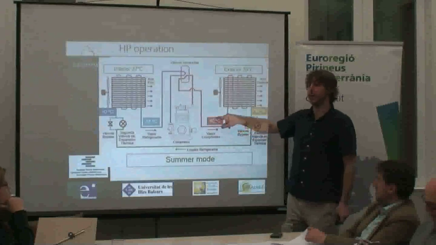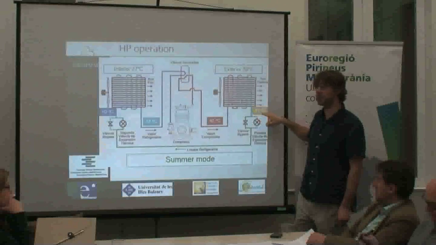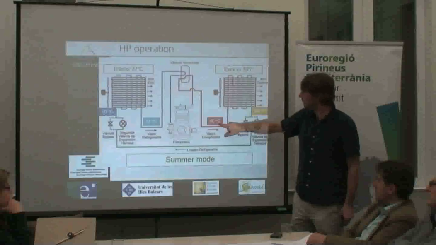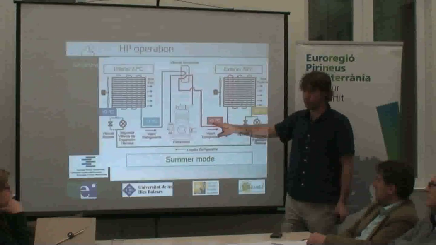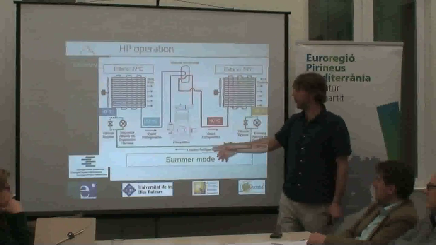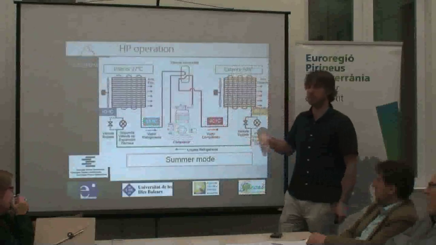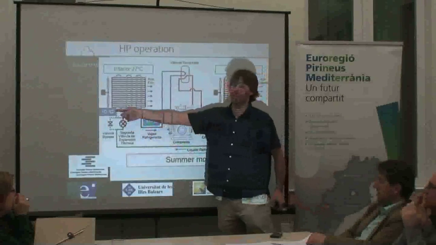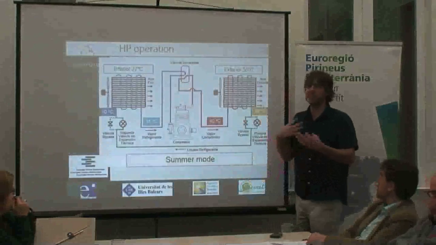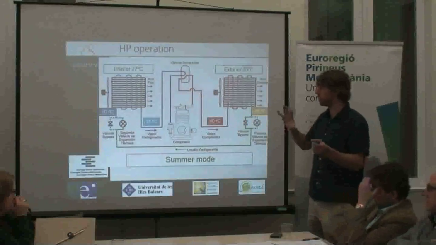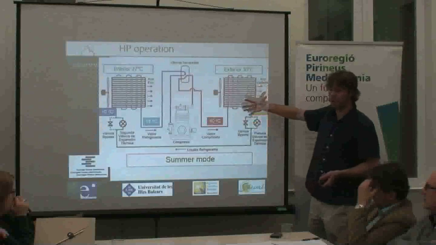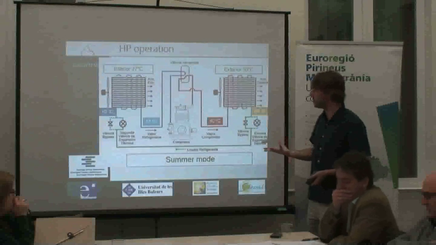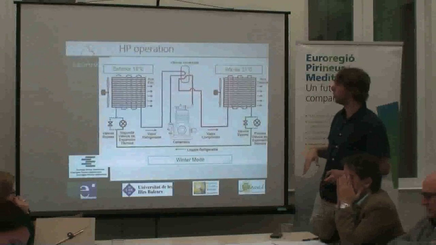Once I compress the gas, I can decrease its temperature a little bit. This difference of temperature is important because if I expand it at 40 degrees, I will reach not 10, but maybe 20 degrees, and it's not enough. But with this, I will expand it and reach a lower temperature. Okay, but this is something that is just for culture. The point is that this is how it works. You have to explain that it's a temperature movement. It's more efficient. Then we can do the winter mode.